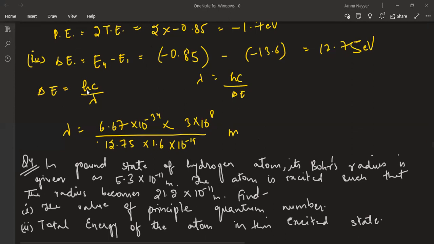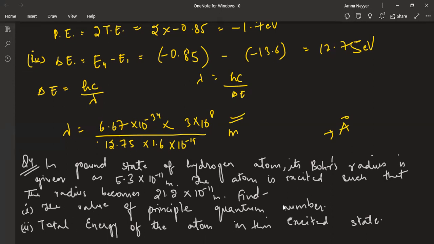Those who have written the above solution and have found the value of this wavelength, firstly, those who have got the value of wavelength, please tell me. And I think it's better if you answer this in angstrom. You'll get a direct answer. And meanwhile, others try the fourth part.